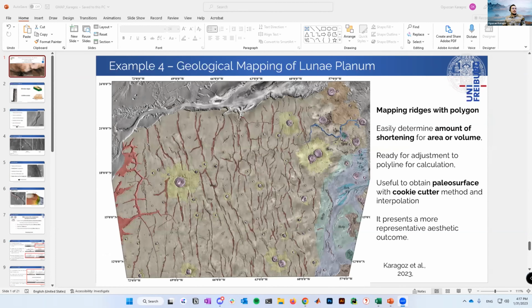If you really want to go for the polygon, it has advantages and disadvantages. You can use it for different purposes, like calculating shortening, area or volume. And you can cut all the polygons afterwards to determine the surface, or in other words, for a more aesthetic view at the end of the map.